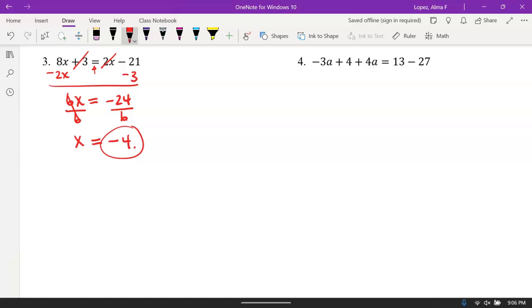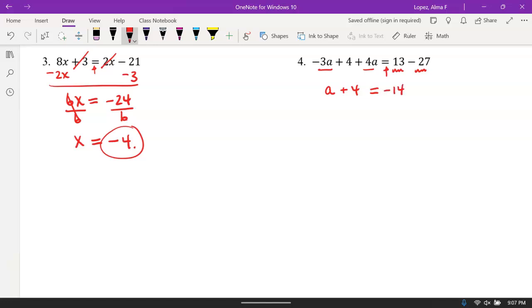On number 4, here's the equal sign that separates the two sides of the equation. So I'm going to start off by cleaning it up a little bit. I have multiple a's on the same side. A negative 3a and a 4a add up to an a. Then I've got a plus 4 equals. On the right-hand side, I've got a 13 and a negative 27. When I combine 13 and negative 27, I get a negative 14.